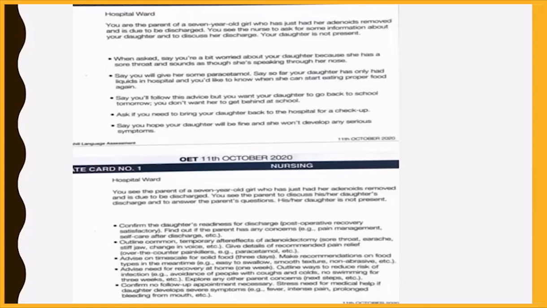Confirm the daughter's readiness for discharge. Post-operative recovery satisfactory. Find out if the parent has any concerns. Example, pain management, self-care after discharge, etc. Okay. So first task, there are 2 sub-questions. One is confirm the daughter's readiness. What do you mean by confirm? See, I would like, please write it down. I want everyone to write it down.